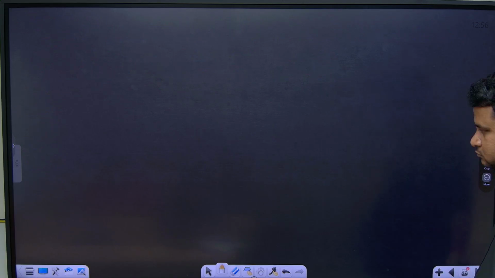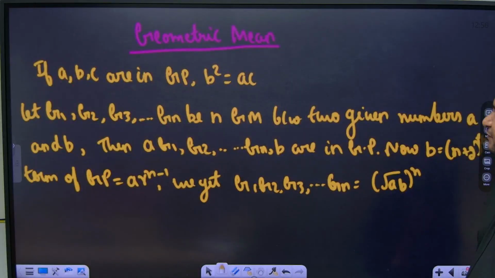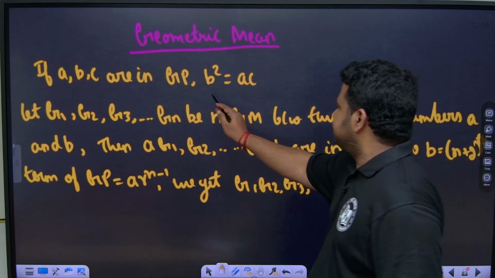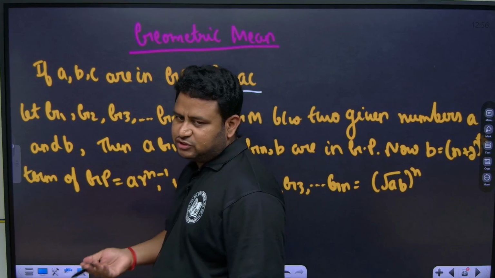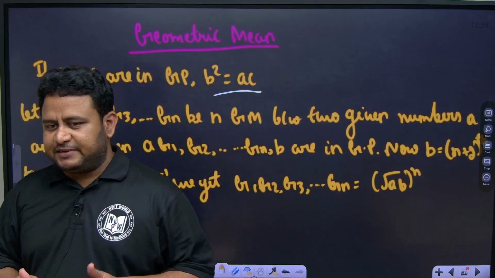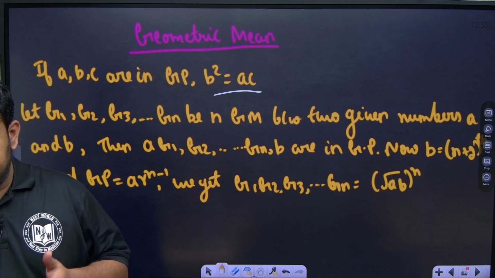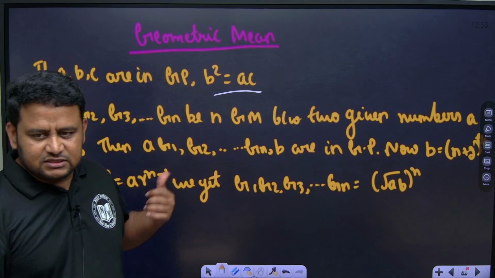Now look at this. Now we are talking about geometric mean. If A, B, C are in geometric mean, then B square is equal to AC. That itself is geometric mean. The condition we see for AP, that itself is arithmetic mean. The condition we see for GP, that itself is geometric mean.